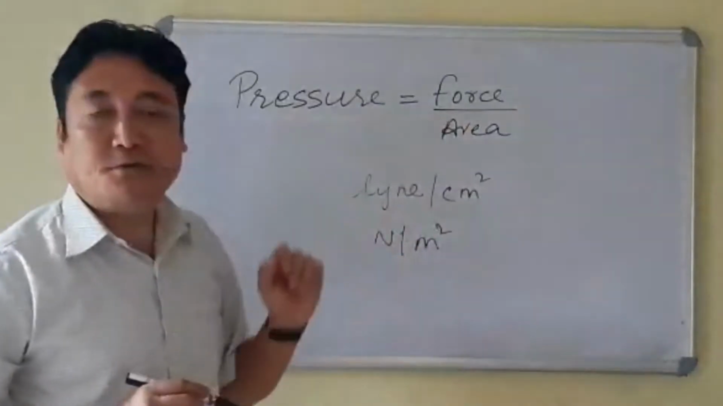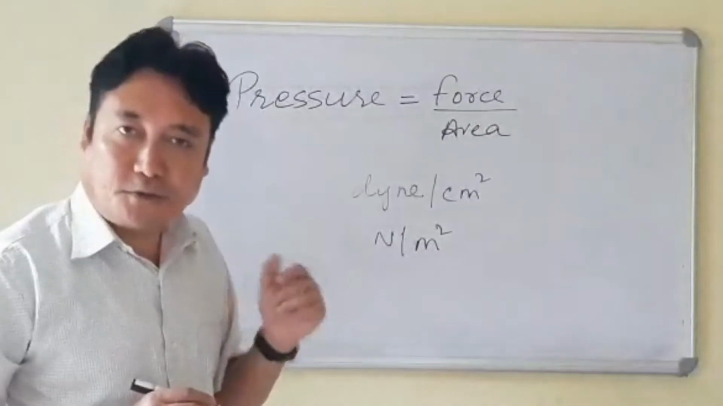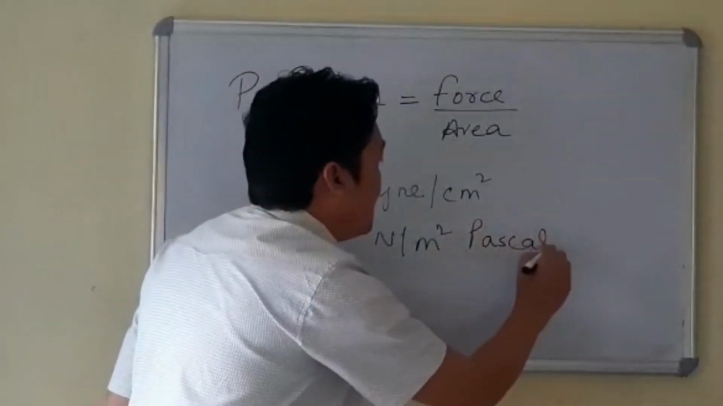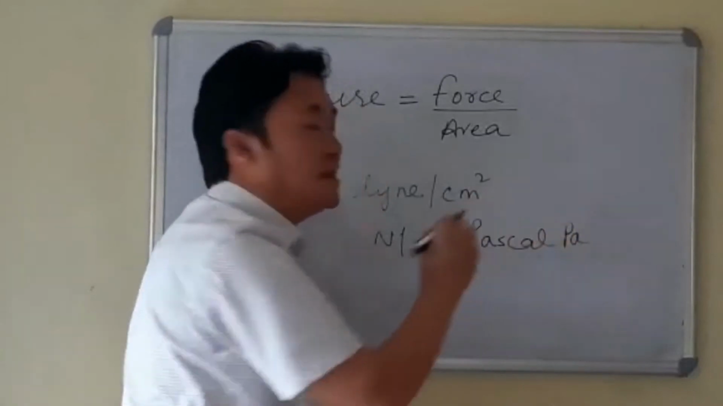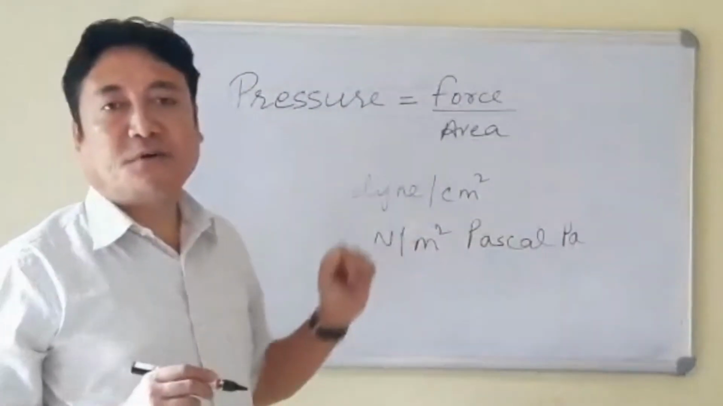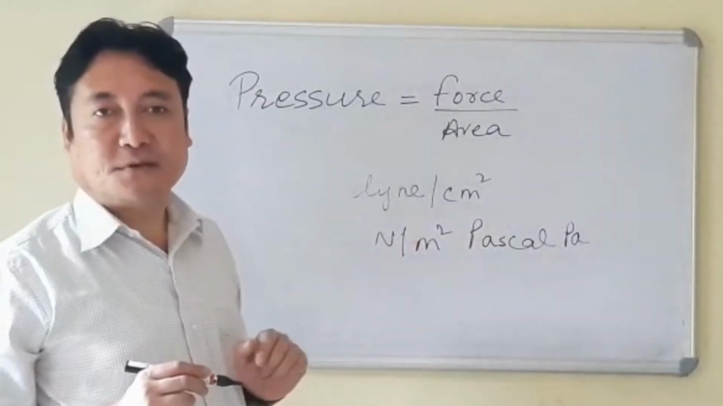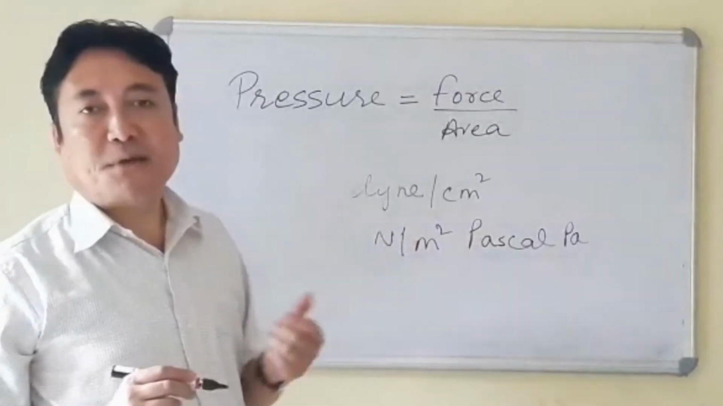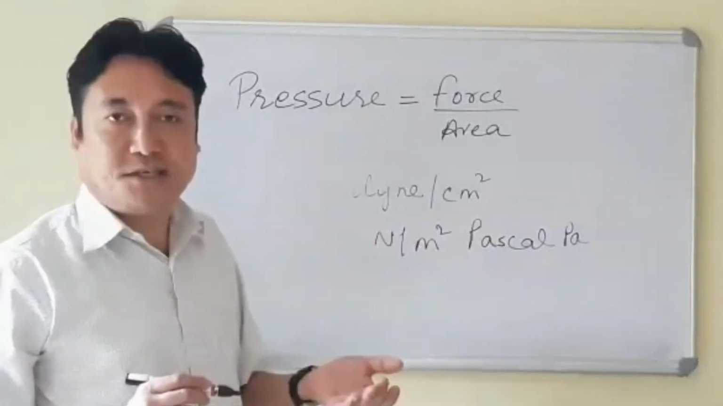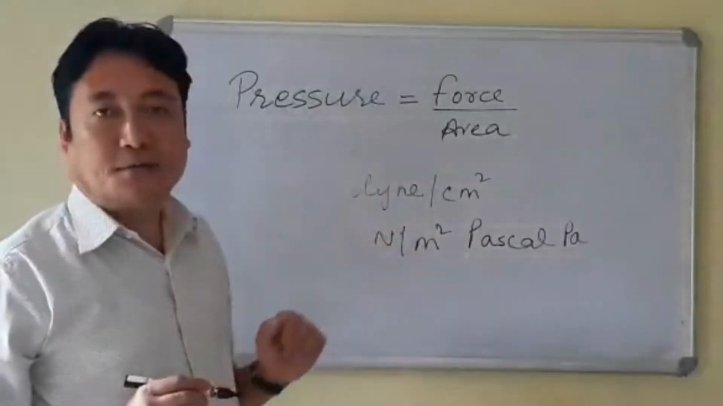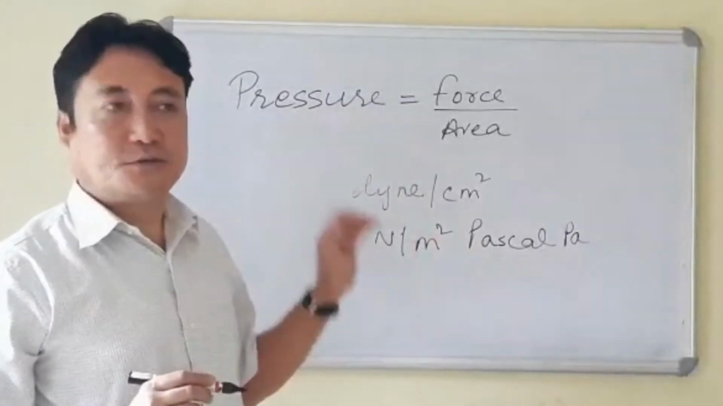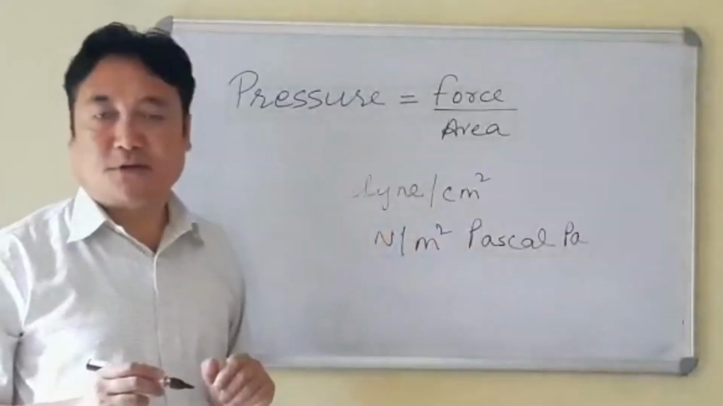And this SI unit of pressure is also known as Pascal, P-A-S-C-A-L, which is written as Pa. Pascal is actually the name of a French scientist, Blaise Pascal. In the name of the physicist, the SI unit of pressure is also known as Pascal. So these are the CGS and SI units of pressure.